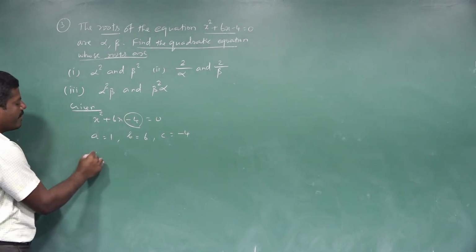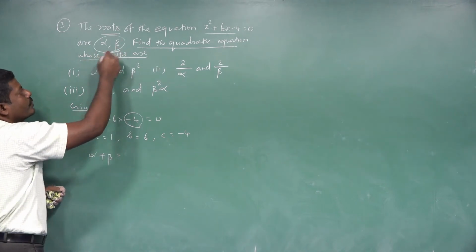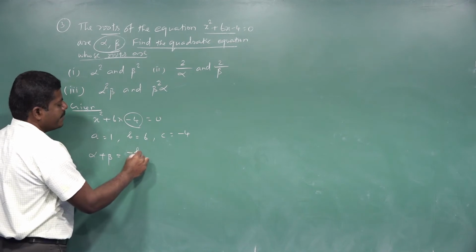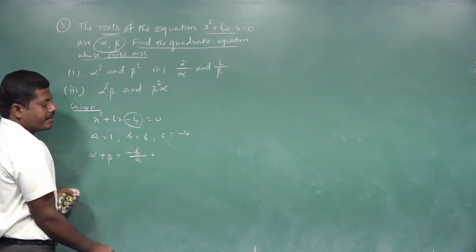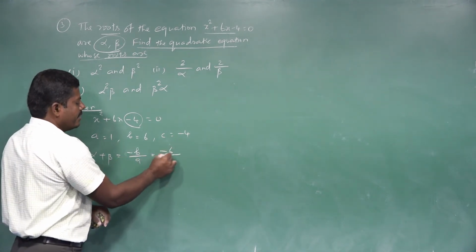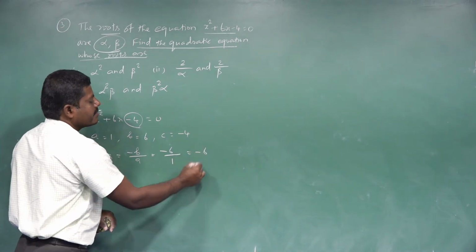Now we want to find out alpha plus beta, sum of the roots. Both roots we want to sum, alpha and beta. So alpha plus beta is equal to minus b divided by a. The value of b is 6. Here minus is there, so minus 6, divided by the value of a which is 1. So minus 6 divided by 1 is nothing but minus 6.